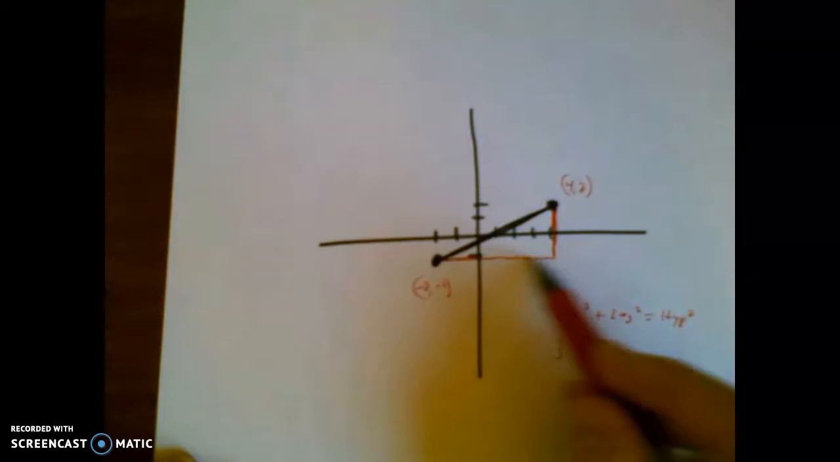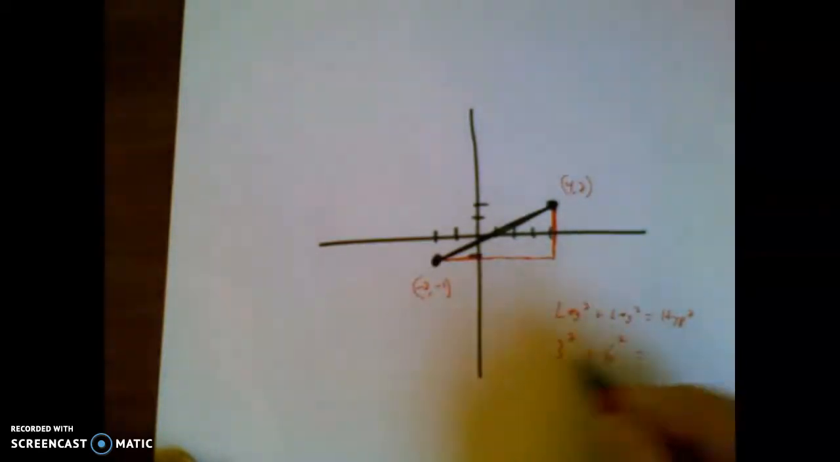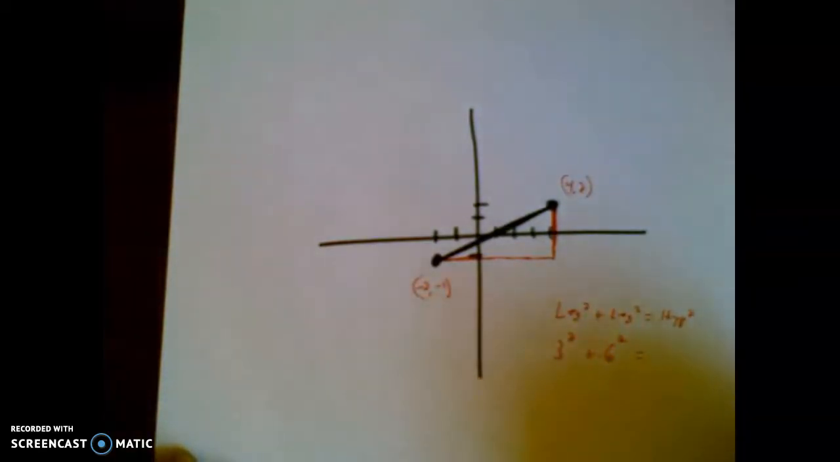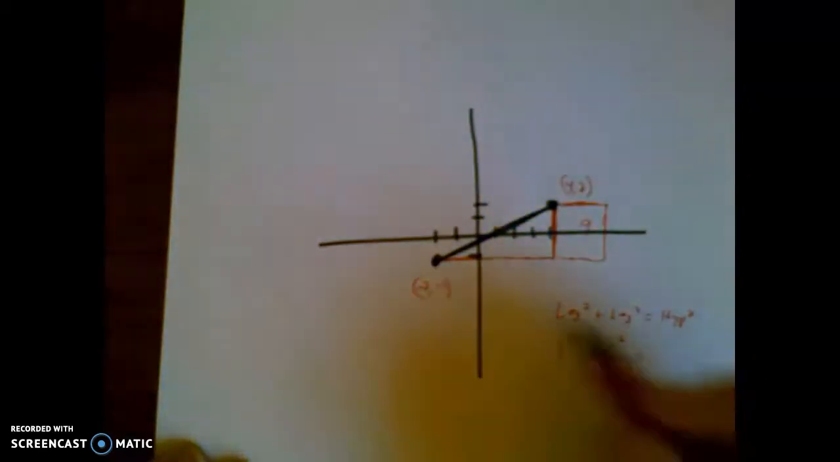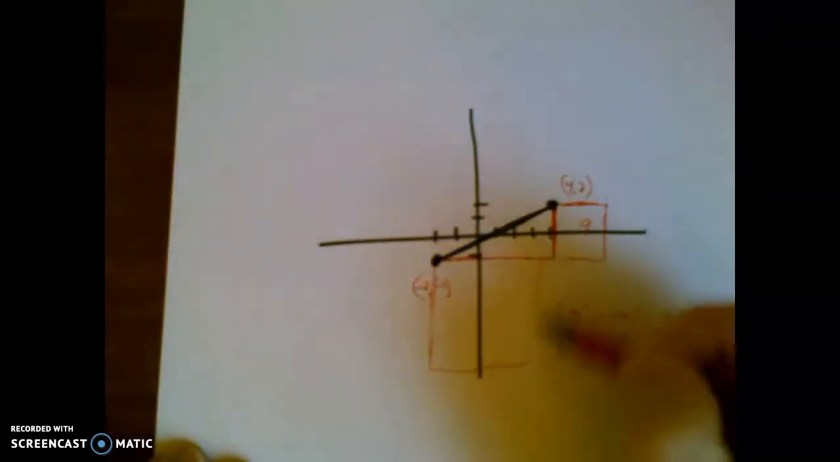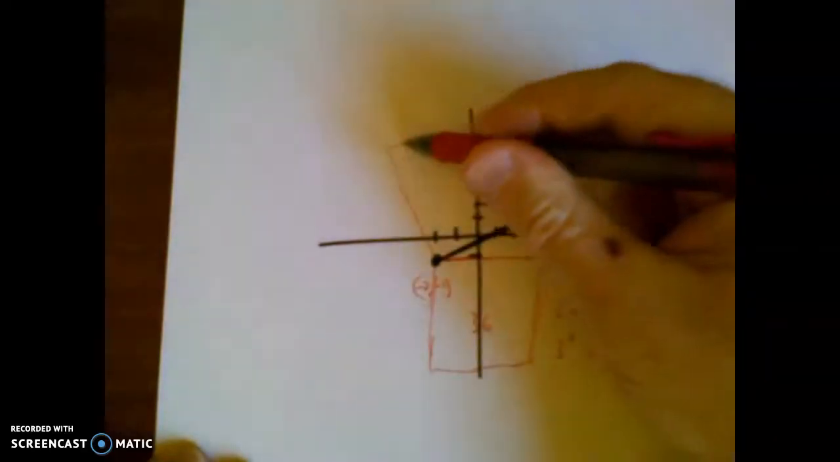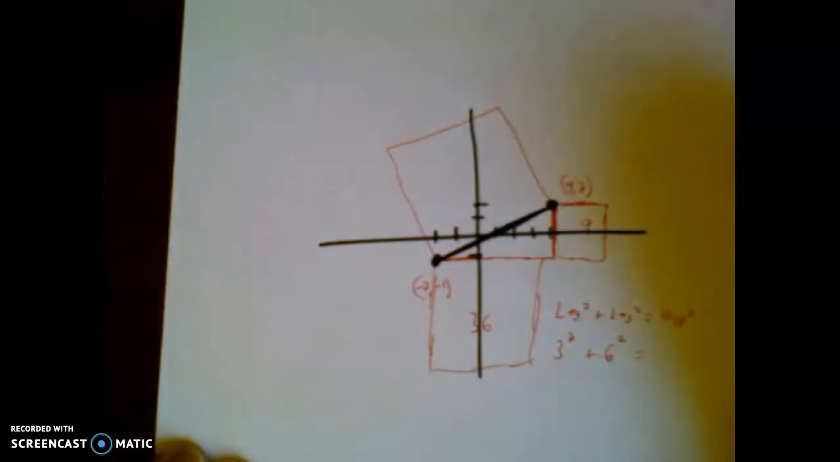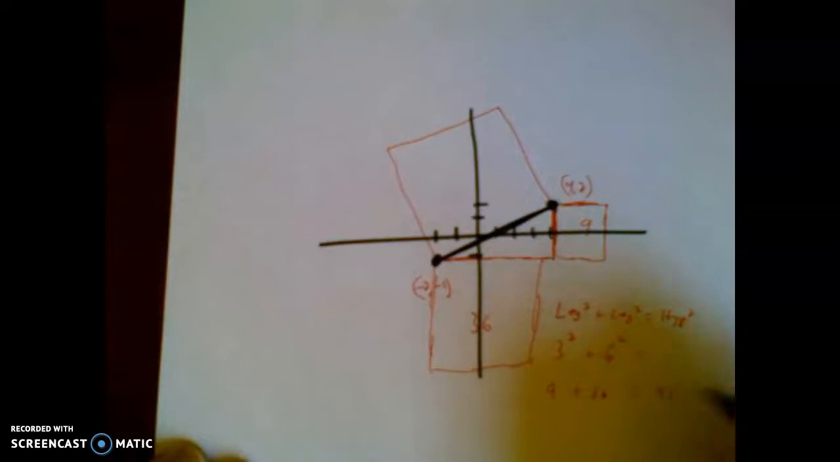The other leg, as I count across, is going to be 6 units long, and you square that. And when you add these together, it's going to equal the hypotenuse squared. So, as we recall, if I draw the squares, 3 squared is 9, that's the area of this square. 6 squared is 36, and if you add those two squares together, it will equal the area of this largest square. And 9 plus 36 is 45.